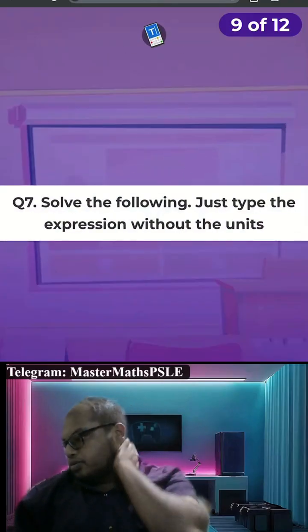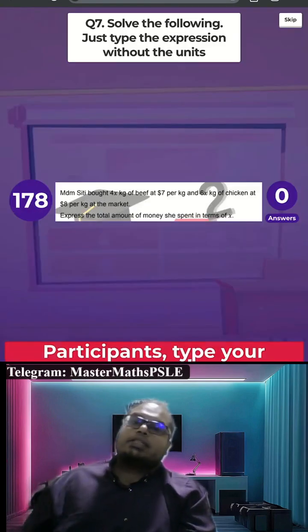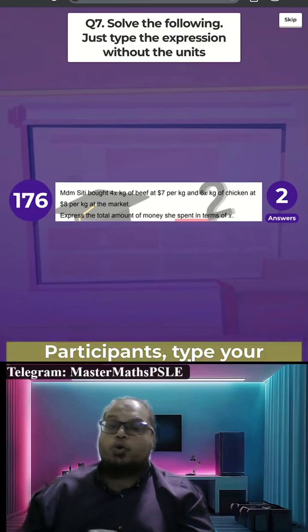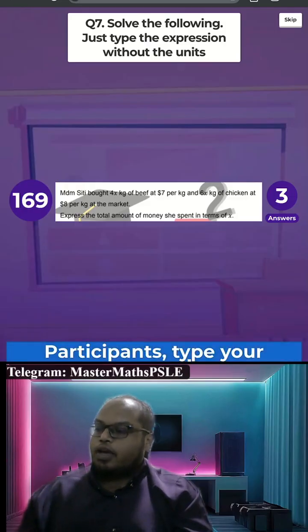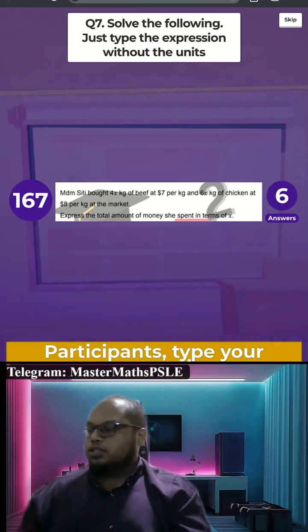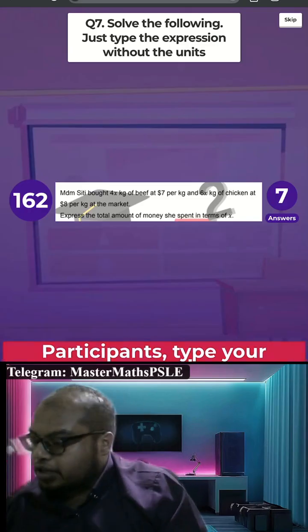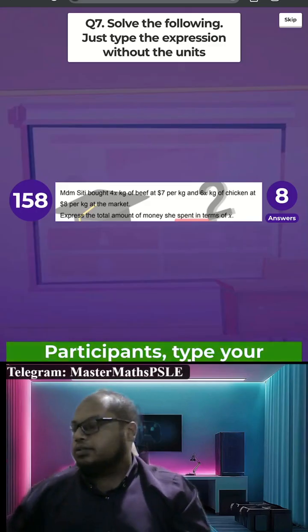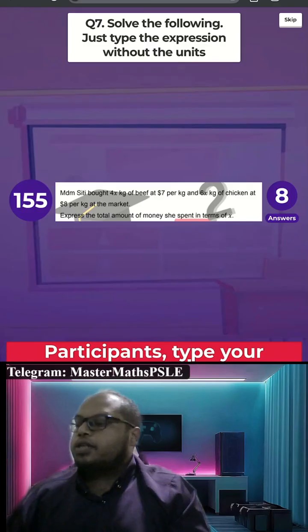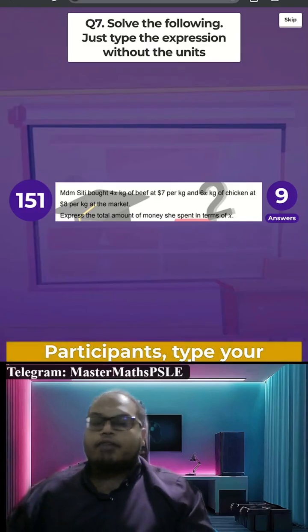Okay, now just type the expression without the units. Type the number with the X, but you don't have to put the $ sign. So here, Madam City bought 4 kg of beef at $7 per kg and 6 kg of chicken at $8 per kg. Express the total amount of money she spent in terms of X.